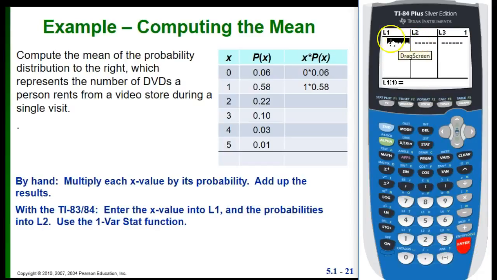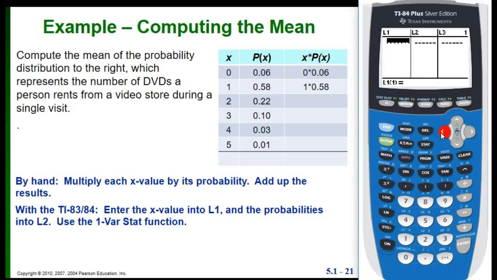And now we have our list. It says L1, L2. And if you've used this previously, you might have some numbers in these lists. If that's the case, you should go through and delete them. So to delete them, just use your up arrow so that the name of the list is highlighted, and then push Clear, and then push Enter. That will delete anything that was already in the list. You can do the same thing for L2 if you have any numbers there. So again, just arrow up so the name of the list is highlighted, then push Clear, and then push Enter.